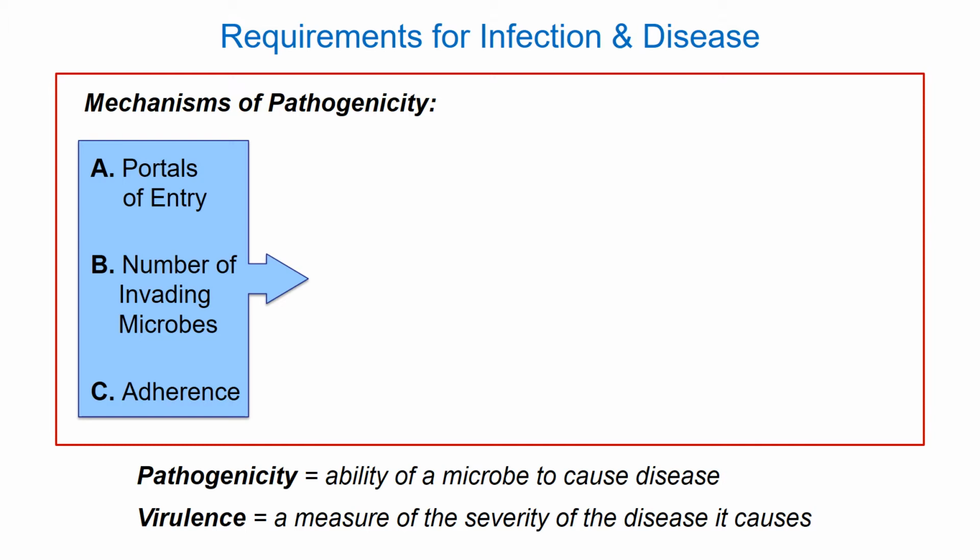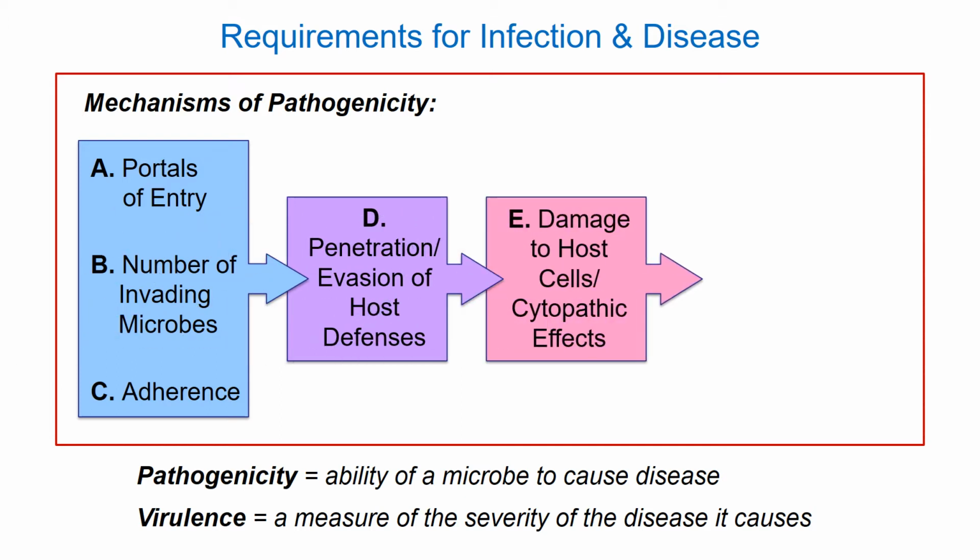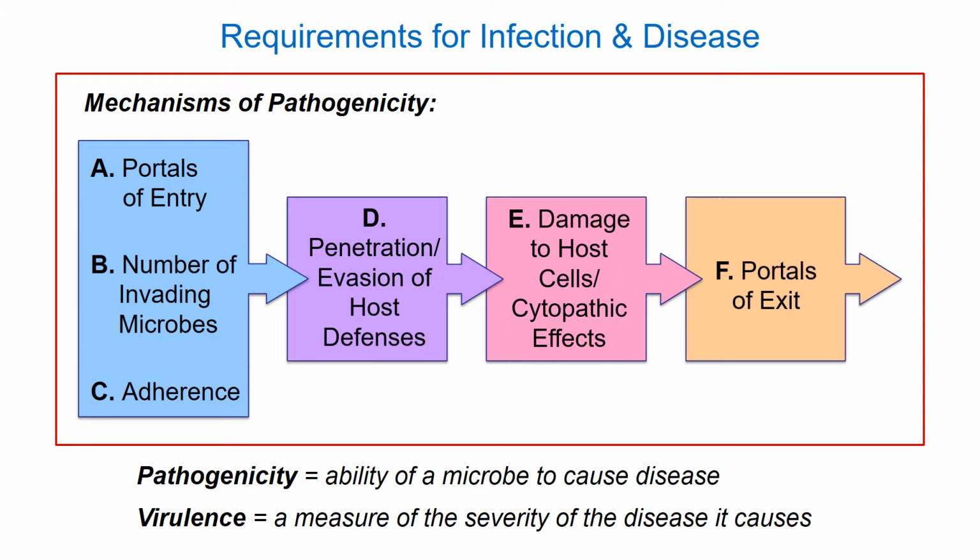So you can see there's a number of variables here, and we're going to go through each of them one by one. You can see here the first part is they have to get in, they have to invade in reasonable numbers, and they have to attach to your body. Second part is they have to somehow get past host defenses and get inside the body in some cases. The third part is actually causing some sort of damage to the body. These are called cytopathic effects. And then lastly, of course, if they're going to get in the body, they have to get out if they want to infect other people. So let's dive right in and take a look at these things.